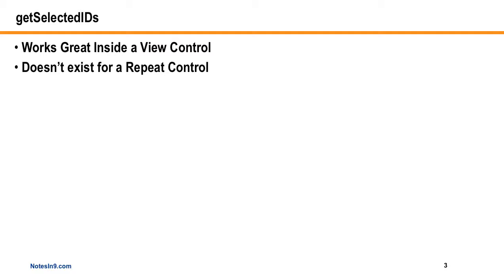If you've ever used a view control, it's very easy to have a view of documents, put a check mark next to it, and then there's simple actions that let you delete the selected documents. And there's even a method to get the selected IDs from a view control, and that works great. But it doesn't exist for a repeat control, so you have to do it manually.